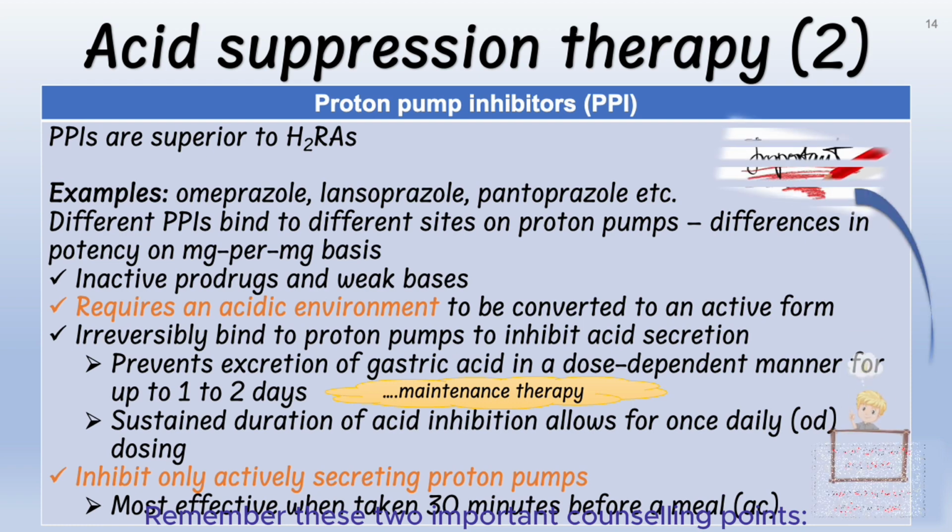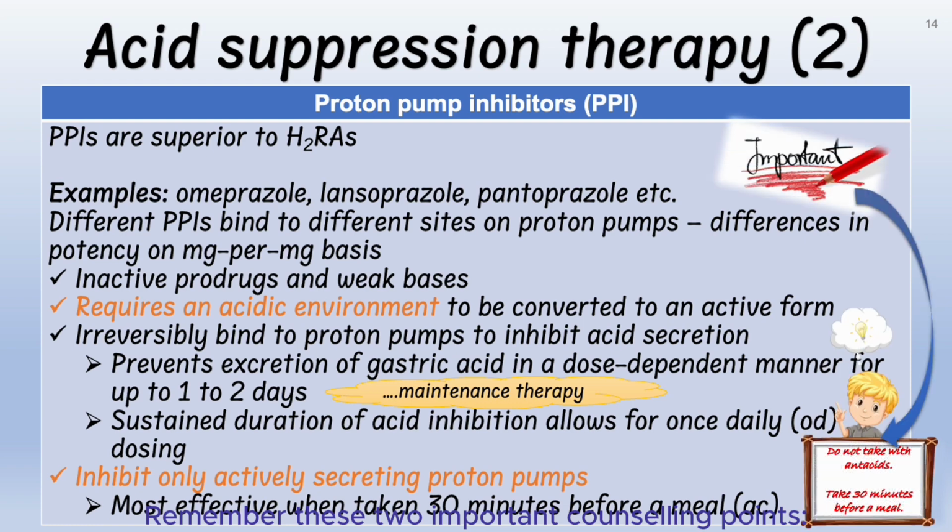Remember these two important counseling points. Do not take antacids with a PPI. Why? Because a PPI requires an acidic environment to be converted to an active form. Take 30 minutes before a meal. Why? Because that is when it will be most effective, because they will inhibit actively secreting proton pumps.